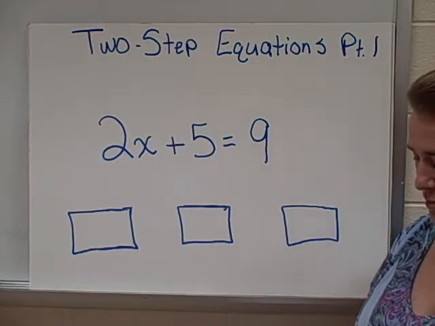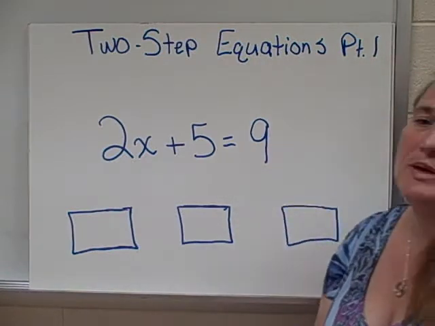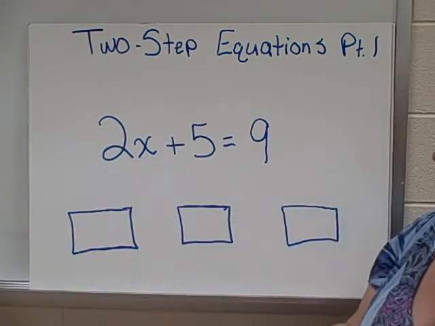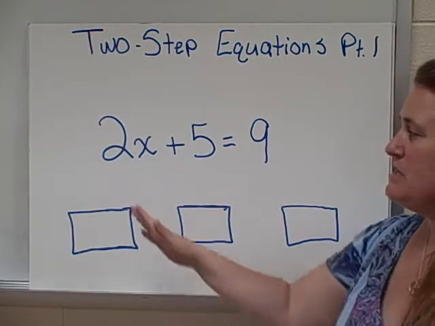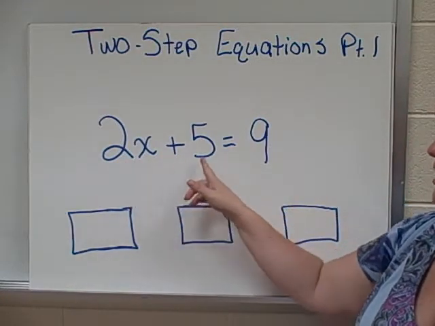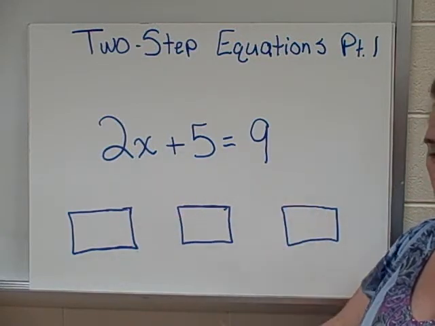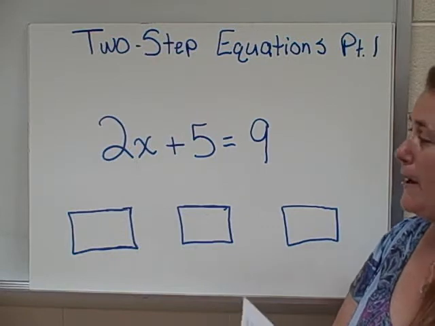Welcome to video number 4 on two-step equations, and this is part 1. There will be a part 2 follow-up later. Okay, so we're going to go through the same problem 3 different ways. So 2x plus 5 equals 9. This is a method called working backwards, okay?